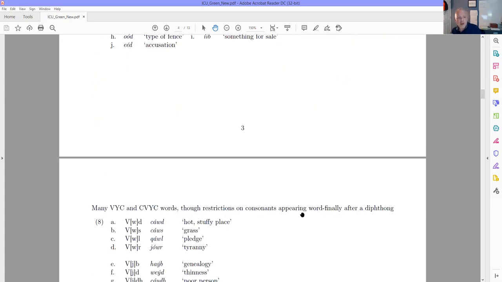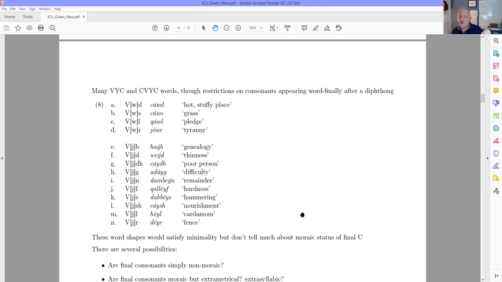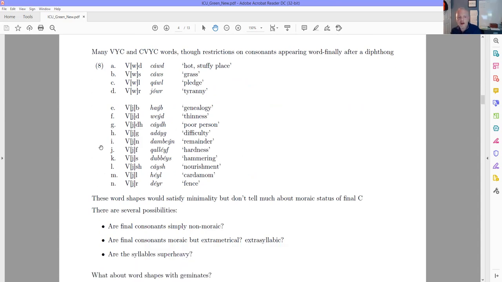Okay, moving on, we can see that there are many vowel glide C and C vowel glide C word shapes, though there are some restrictions on which consonants can appear word finally after a diphthong. There seem to be fewer that involve W here in 8A through D, and there's plenty more that involve Y, but this list is not exhaustive, just to give you representative examples. So with these words, we could say that these would satisfy minimality, but they don't necessarily tell us all that much about the moraic status of final consonants. There are several possibilities. It could be that the consonants are simply non-moraic. It could be that these final consonants are moraic, but perhaps they are somehow extrametrical or extrasyllabic. Different proposals are out there for how to treat these types of consonants in other related languages. Or perhaps it's the case that they're simply super heavy.